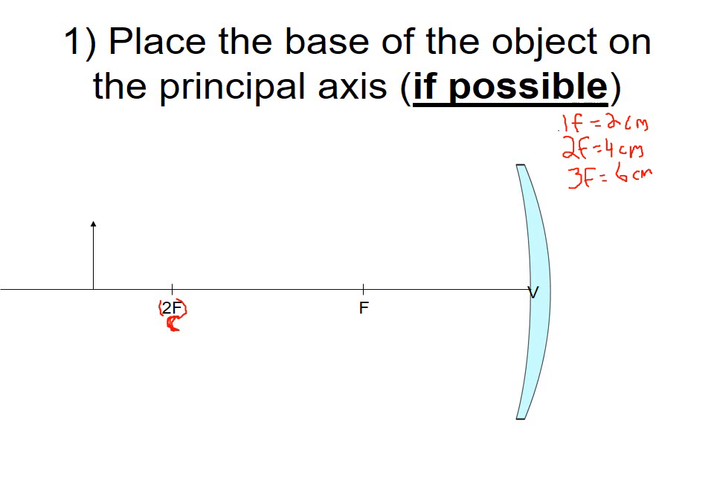So what we're going to do is memorize a few special rays that you can use, and you can predict where they reflect without having to measure really any of the angles.